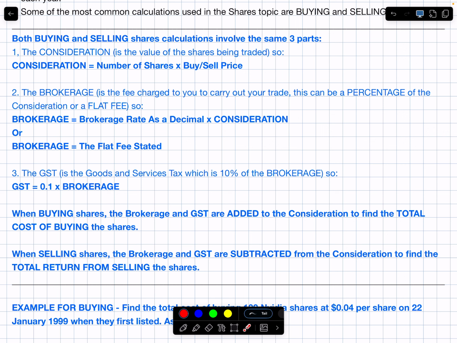Now we'll do some examples. We'll use NVIDIA as an example. It might be interesting.